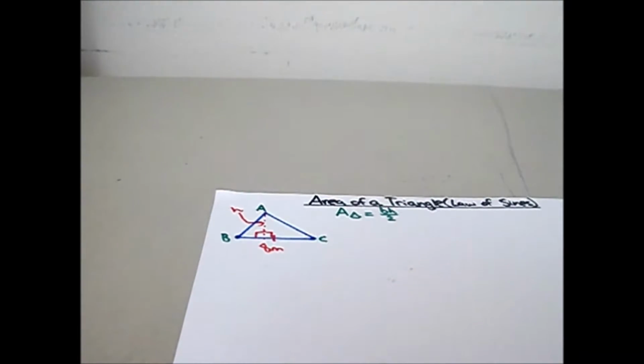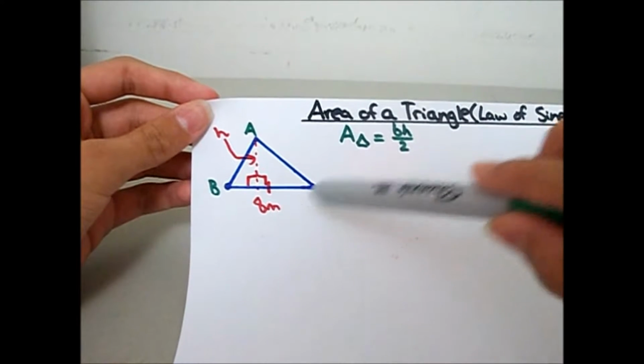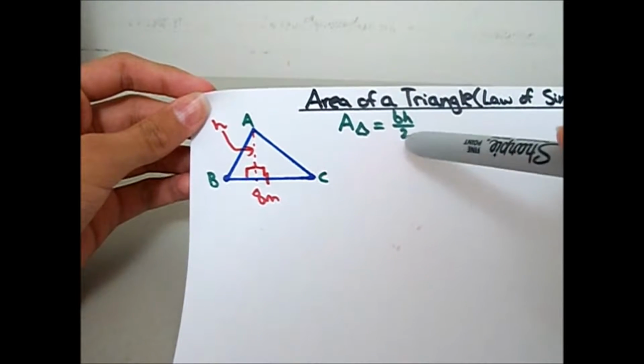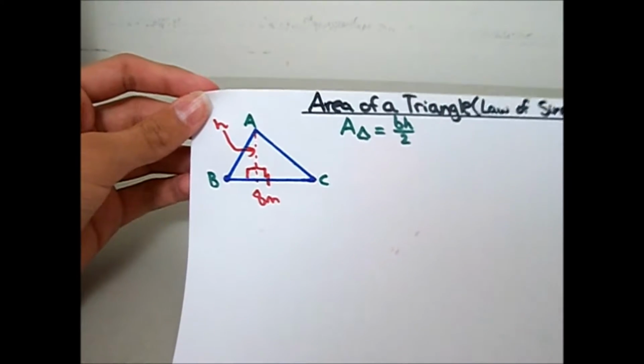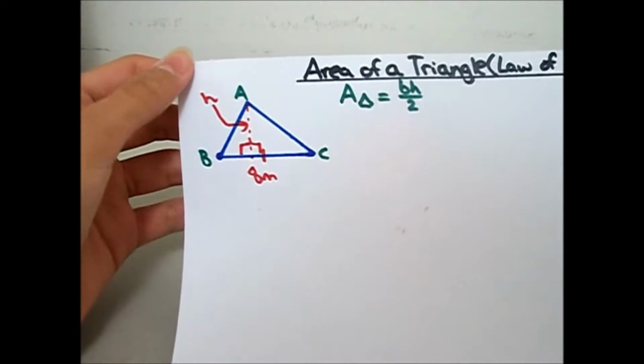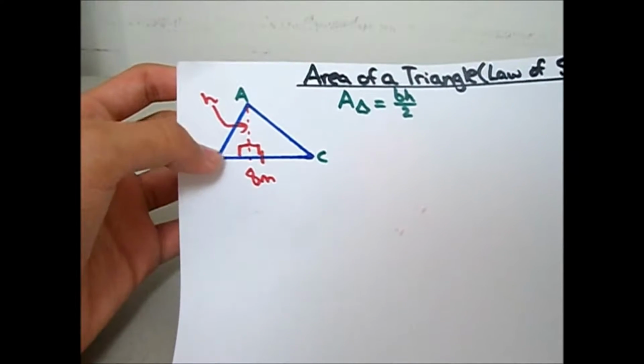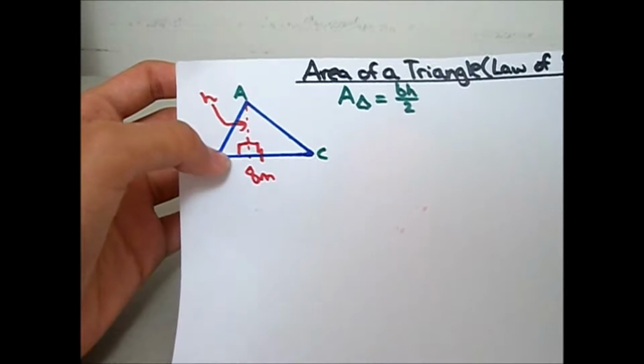Okay. So now that we have 8 meters, we need to find the height. Once we have the height, we can input the base and height into our formula, divided by 2, and we get our area. So we need more information. We can't solve this with just the base. So how do we find the height? We might need an angle over here or over here.